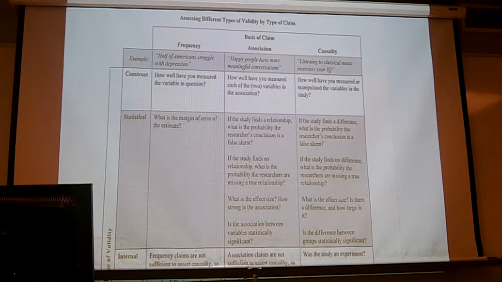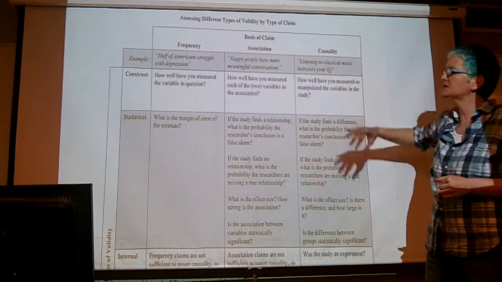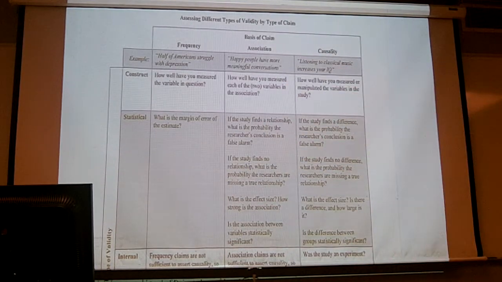Now, this chart also appears in your textbook. I think it's actually in the front cover, right? But you don't always have your textbook with you. Some of you have electronic copies, so I wanted to make sure that you had this handout. If you look down each of the columns, you'll see the kinds of questions you have to ask to evaluate each type of claim in terms of each type of validity.